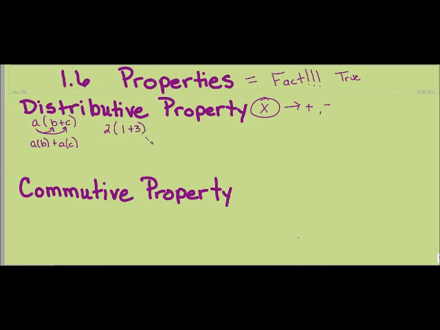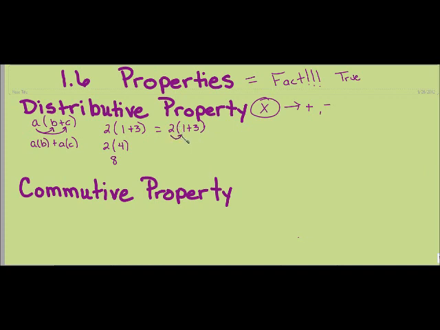There's a couple ways I can do this. I can solve inside the parentheses, and that will give me 2 times 4, and 2 times 4 is 8. Or I can use the distributive property. The reason you want to use the distributive property is because you're going to have variables inside or outside which you can't combine with a constant. So let's use the distributive property. 2 times 1 plus 3. If it works, I should come up with the same answer, which it should work because it's been proven true.